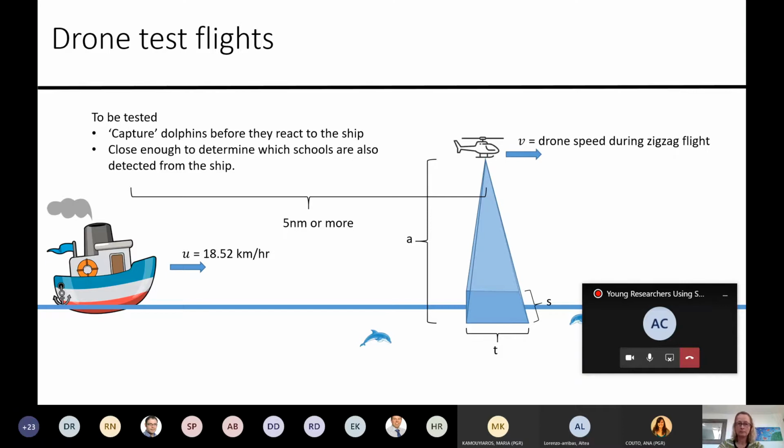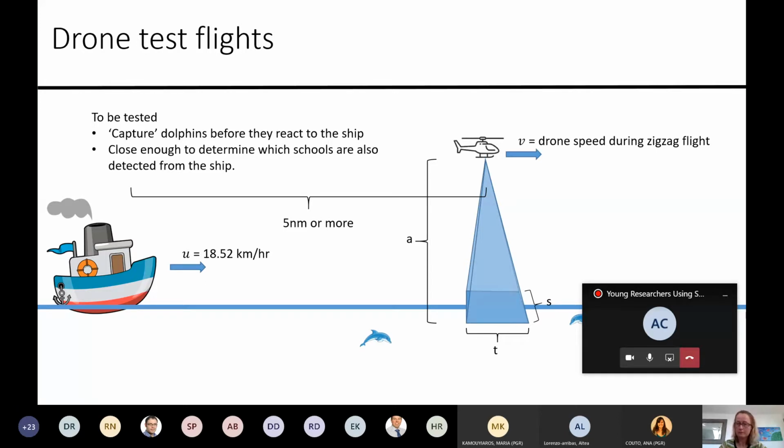So these are not the type of drones you just pick up at Amazon, but they're almost military grade drones. They needed to fly at least 5 nautical miles ahead of the ship and transmit the video in real time back to the ship for us to monitor in real time. So the drone would then fly in a zigzag pattern ahead of the ship.